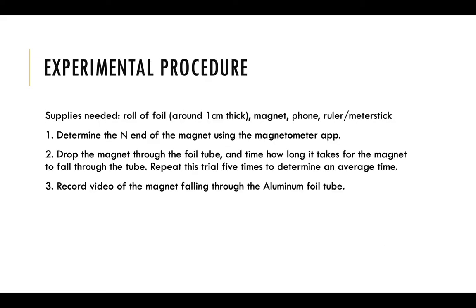Experimental procedure. The supplies needed were a roll of foil, with the foil being around 1 centimeter thick, a magnet, a phone, and a ruler or meter stick. The first step was to determine the north pole of the magnet using the magnetometer app from Lab 3. And then after that, the second step was to drop the magnet through the foil tube and determine how long it takes for the magnet to fall through the tube. This was repeated 5 times to determine an average time. And then a video was recorded of the magnet falling through the aluminum foil tube.